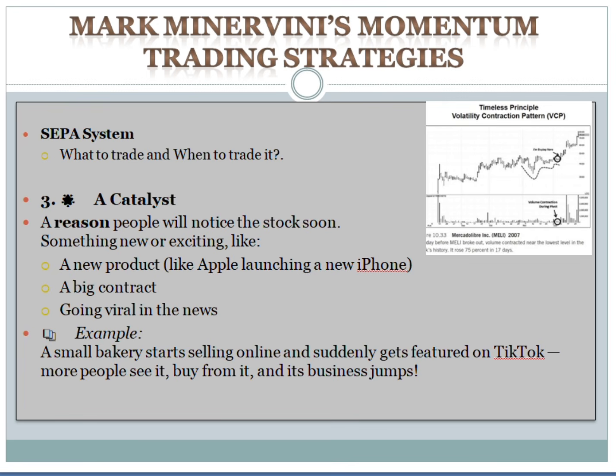More people see it, buy from it, and its business jumps. So we have to have a catalyst in the stock that we are looking for, even according to Mark, even if the stock is placing a VCP pattern, but it does not have a catalyst, we should not classify it as a safe entry or a correct VCP pattern. So we have 3 components. Let's go over it again.